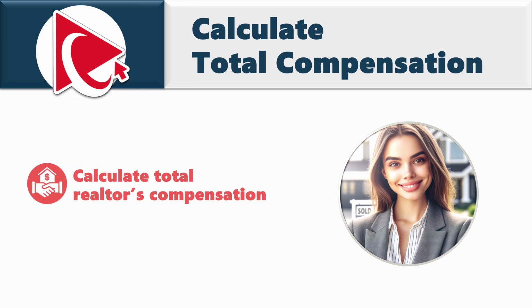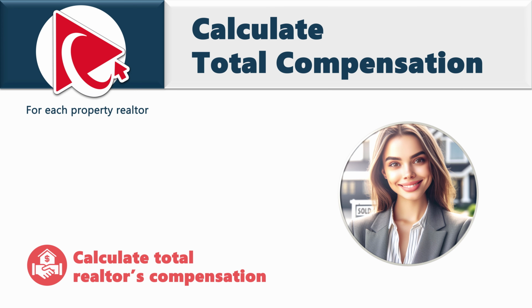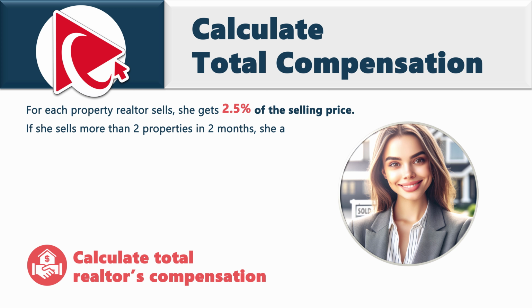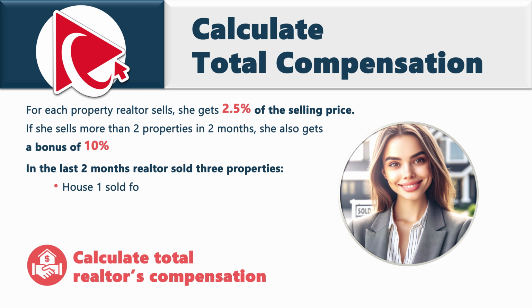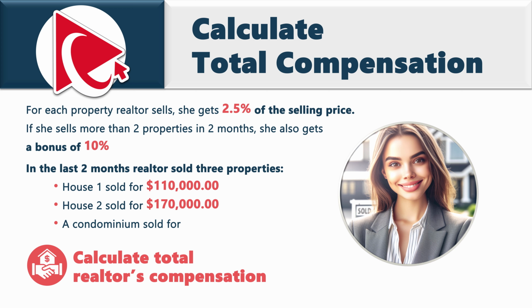In this question, you need to calculate total realtor's compensation. For each property realtor sells, she gets 2.5% of the selling price. If she sells more than 2 properties in 2 months, she also gets a bonus of 10%. In the last 2 months, realtor sold 3 properties. One house for $110,000, second house for $170,000, and a condominium sold for $75,000. You need to calculate and select realtor's compensation for the last 2 months out of 4 possible choices.